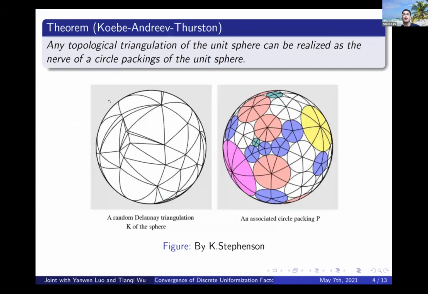And Koebe-Andreev-Thurston proved the theorem that any topological triangulation of the unit sphere can be realized as the nerve of a circle packing of the unit sphere. On the left-hand side of the picture, we have a Delaunay triangulation, and on the right-hand side it is the nerve of a circle packing of the unit sphere. It needs to be pointed out that this KT theorem also holds for the unit disk.